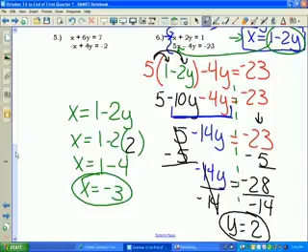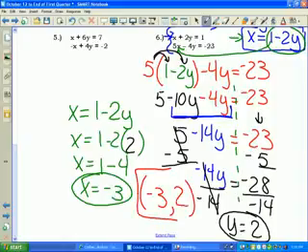So let's put it all together. So in this case, what's my ordered pair? It will be a negative 3, comma, 2. So those two lines in my original system, which is up here, they're going to intersect at point negative 3, 2.